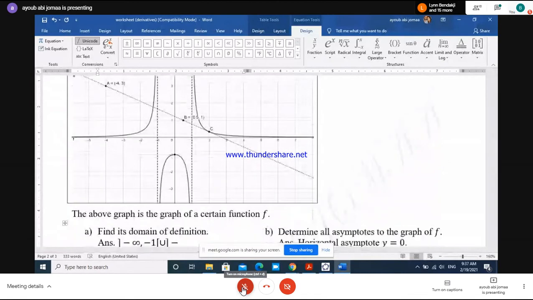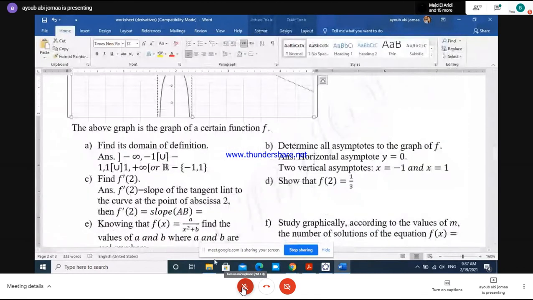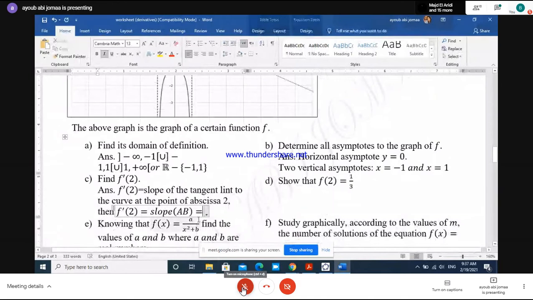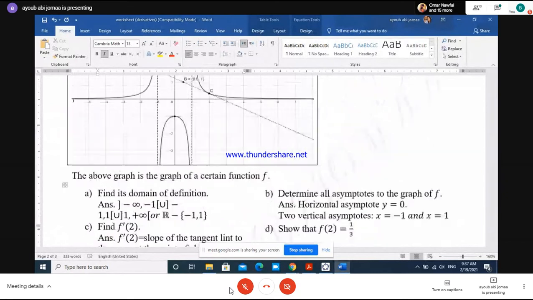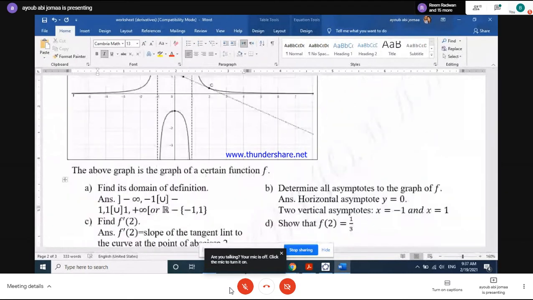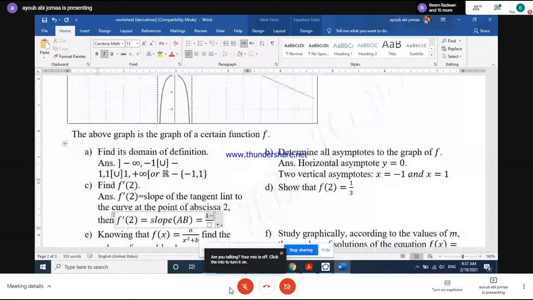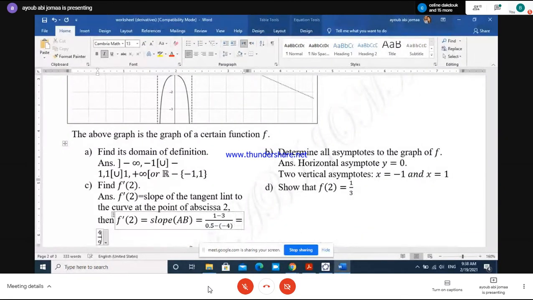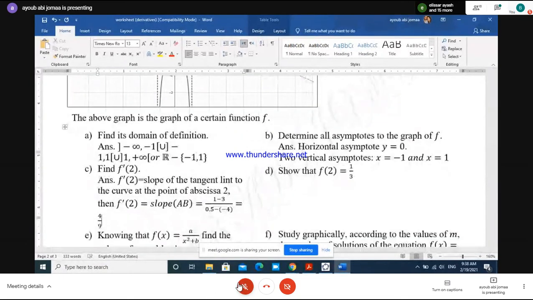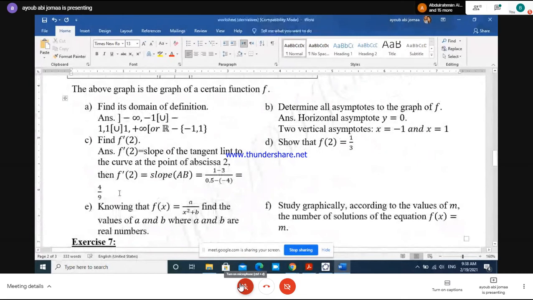Okay? So here, the slope of line AB is equal to YA minus YB or YB minus YA, 1 minus 3 over 0.5 minus negative 4. And then the answer will be equal to 4 over 9. Then f prime of 2 is equal to 4 over 9. This is the derivative. Questions?